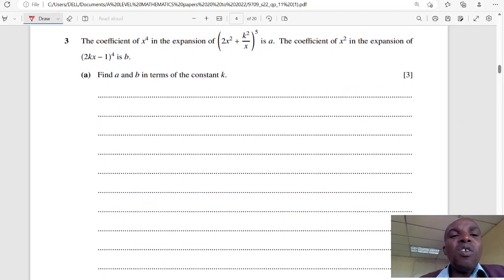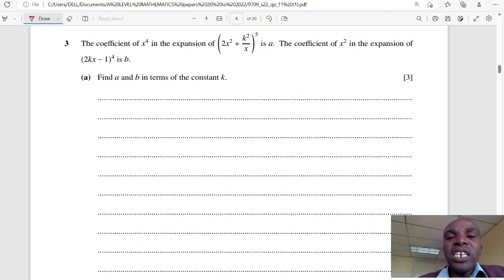The coefficient of x to the power 4 in the expansion of 2x squared plus k squared over x, to the power 5, is a. Then the coefficient of x squared in the expansion of 2kx minus 1 to the power 4 is b. Find a and b in terms of the constant k. Right. So the coefficient of x to the power 4 in the expansion of this first expression, and x squared in the other expansion, we equate to a and b respectively.